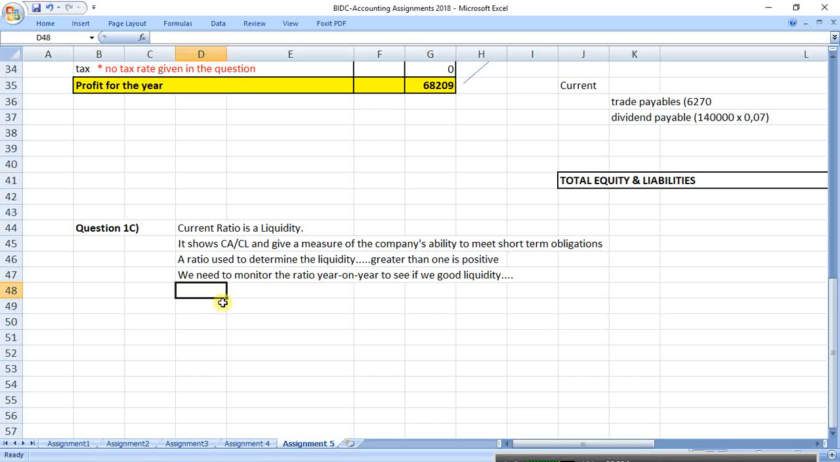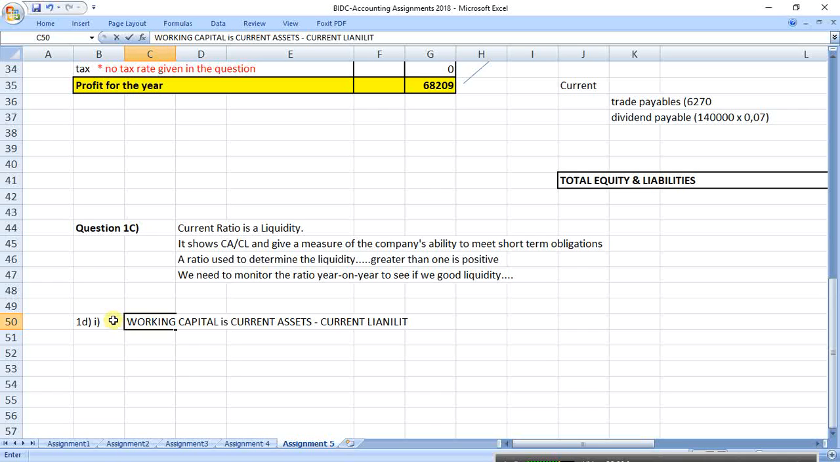So number D, they say discuss the effect of this course of action. Okay, so if we had to repay some of our debentures, okay, this is what they're saying. They say considering repaying the debentures. Okay, what effect is that going to have on the working capital? Okay, so question 1D, D1. Okay, so we first need to identify what working capital is. So working capital is current assets minus current liabilities. Okay, so that's what it is.